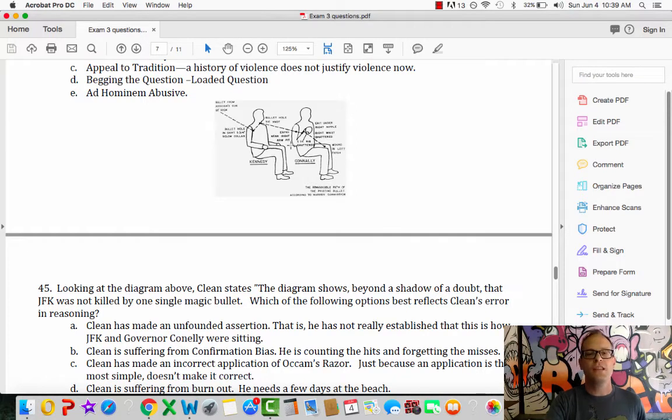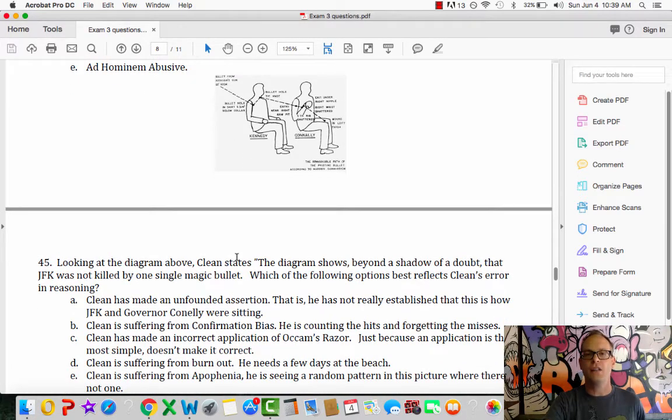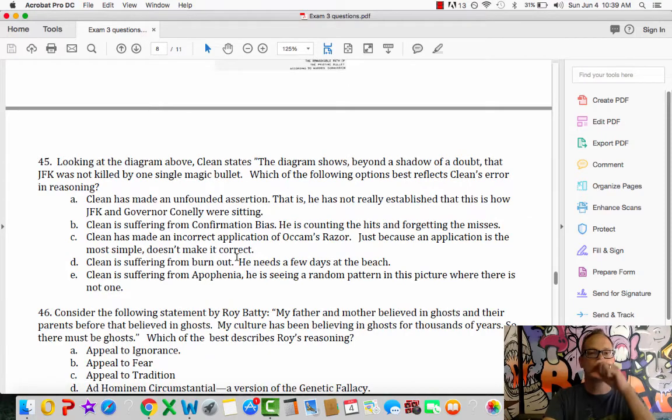The problem with this diagram, you should remember immediately, is that Connally is seated at the same height as Kennedy, but we know that's not true. Connally was lower. So this is not an accurate rendition. Okay, so if you can remember that much, then when you come to the question, it should be a little bit easier to tackle.